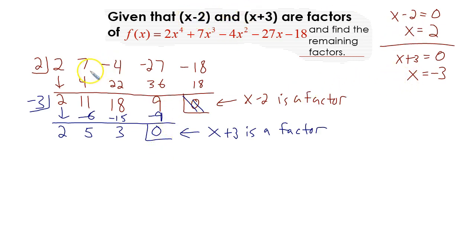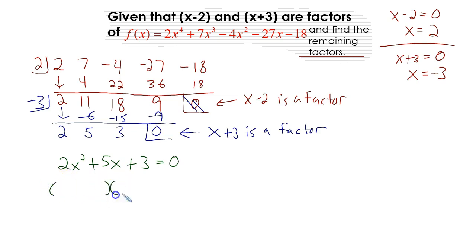We can synthetically divide several times until we get this down to a quadratic. It's a quadratic because we started with a 4th degree, we went to a 3rd degree, and now we're at a 2nd degree. So what's left behind is 2x squared plus 5x plus 3 equals 0. This is the quadratic that we have to solve to find the other two factors.